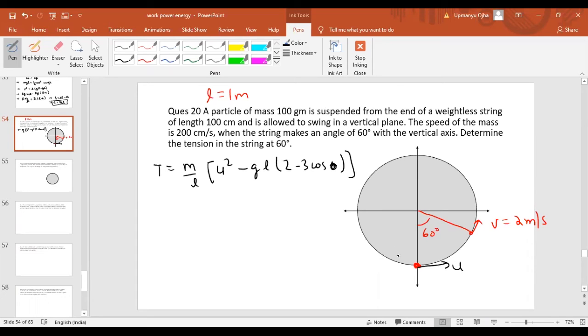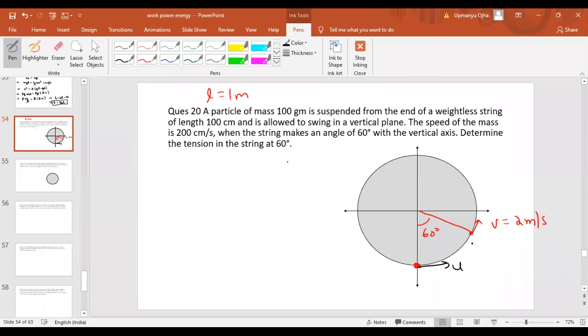Now how can we find the u? u can be found by energy conservation. Or if you don't want to find the u, instead of using this formula, we can draw the free body diagram of the particle at this point.